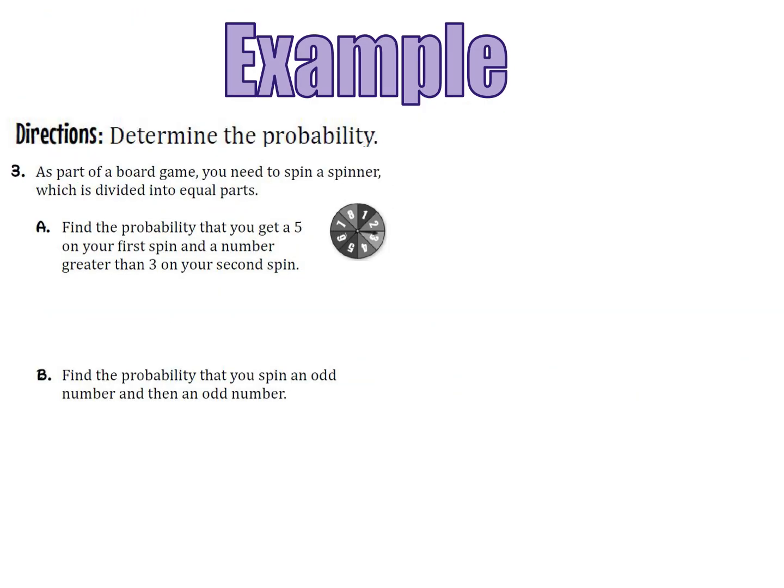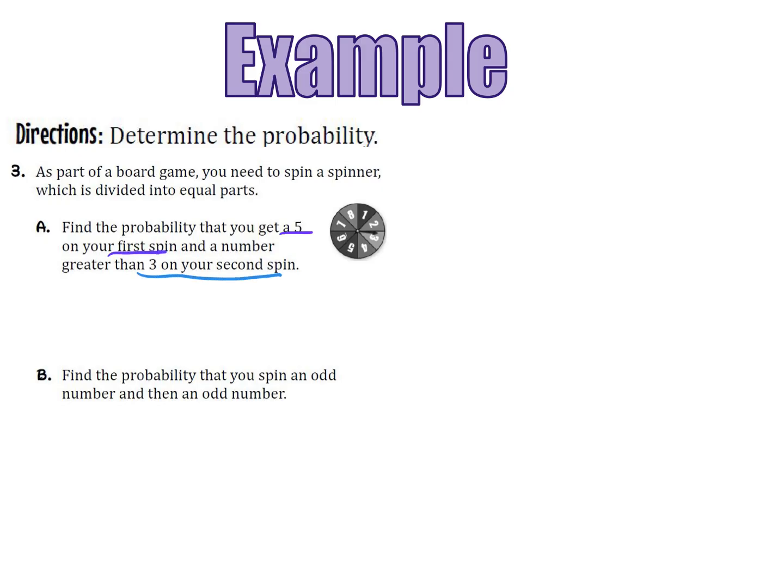Now that we've talked about dependent and independent events, let's focus on just finding the probability looking at a given situation. So for number 3, we're given that we're using this spinner as a part of a board game, and we're told that each of these 8 spots are equal in size. So part A says find the probability that you get a 5 on your first spin and that you get a number that's greater than 3 on your second spin.